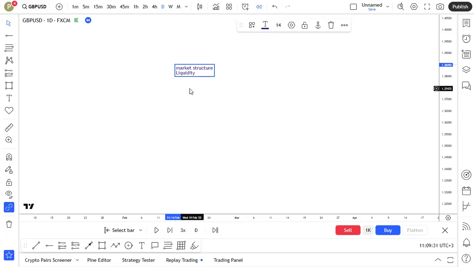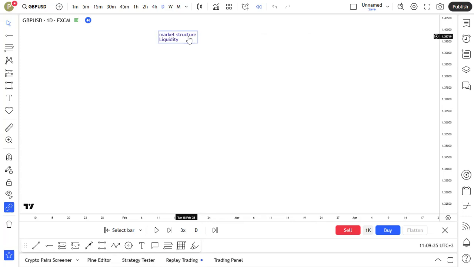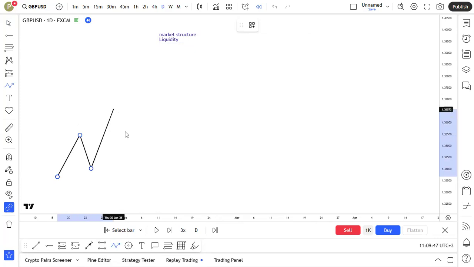So these two are the most important things that every trader must actually consider when he or she is trying to find setups in the market. So when it comes to market structure, we're just focusing on how the market is moving. The price action. So if we are bullish, we will see this kind of structure.